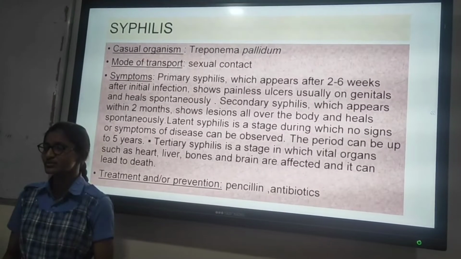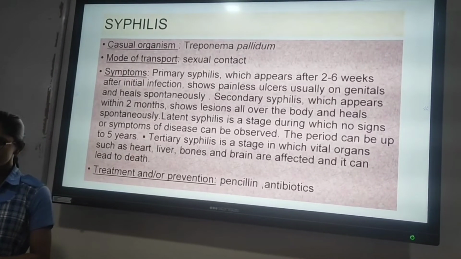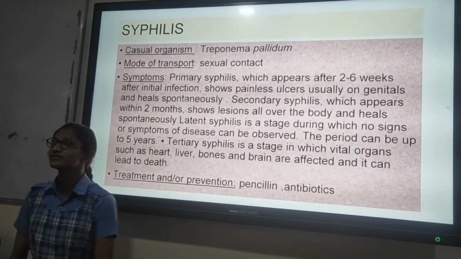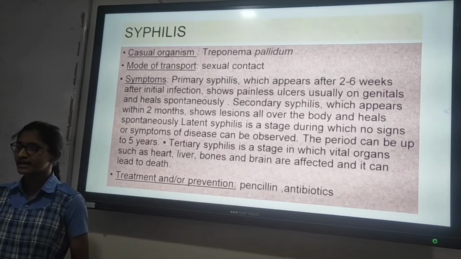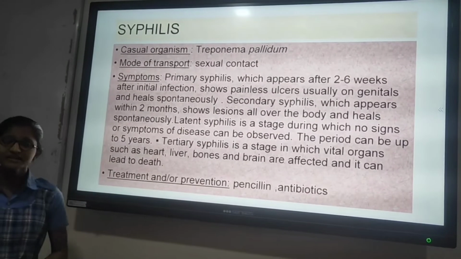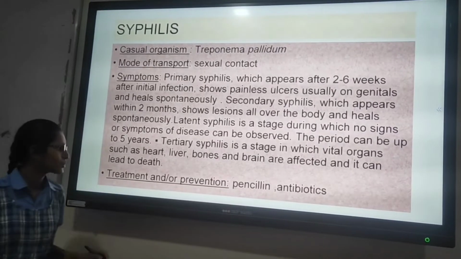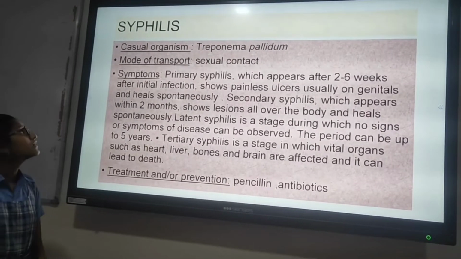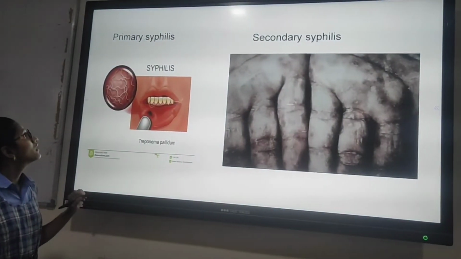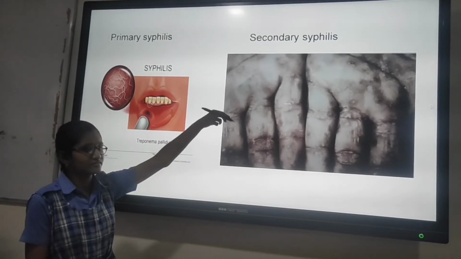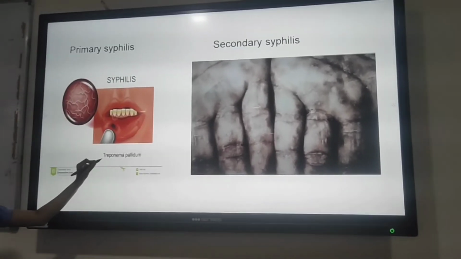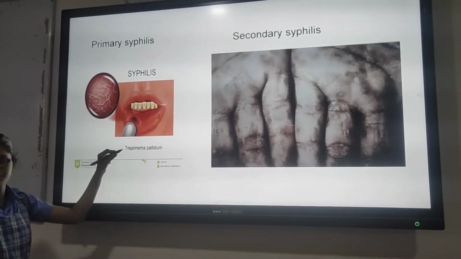Latent syphilis is a stage where no symptoms are observed. And the last one, tertiary syphilis, plays a vital role in our body, and vital organs like the heart, brain, bones, and liver get damaged. It is a fatal disease, meaning it leads to death. Treatment and prevention for syphilis are penicillin and antibiotics. This is a picture of secondary syphilis, and here it is primary syphilis. Syphilis is caused by the bacteria named Treponema pallidum.